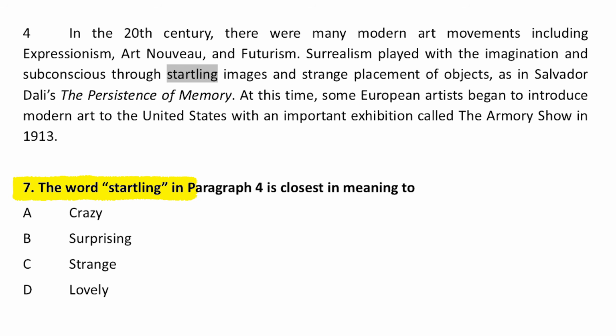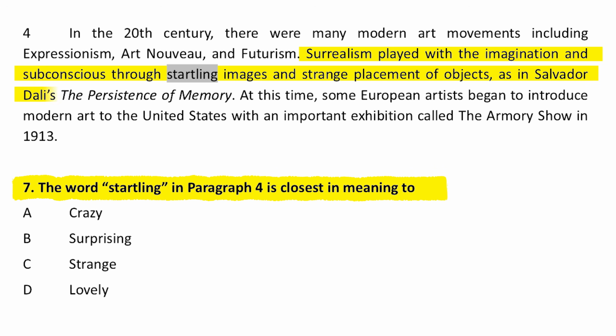The word startling in paragraph 4 is closest in meaning to A, crazy, B, surprising, C, strange, or D, lovely. First, let's look at the sentence in the passage. Surrealism played with the imagination and subconscious through startling images and strange placement of objects, as in Salvador Dali's The Persistence of Memory. So we're trying to figure out what startling means based on how it's used here. The sentence is describing how surrealist art grabs attention by using unexpected or unusual images and layouts. Let's go through the choices.